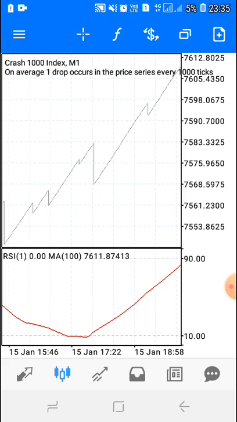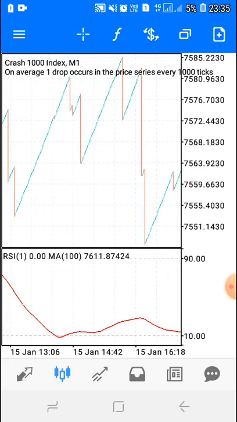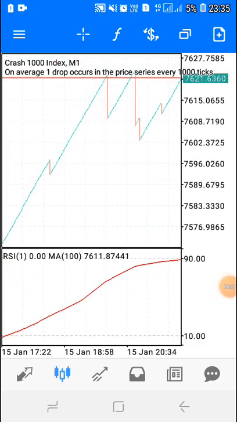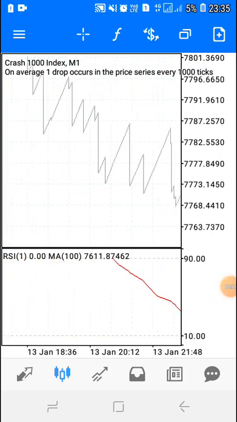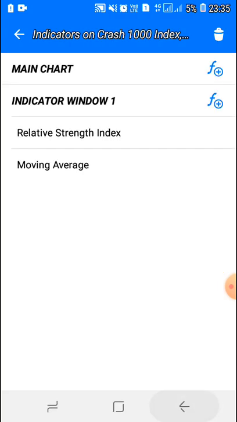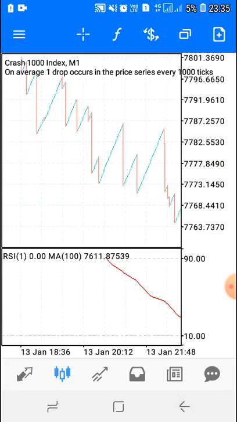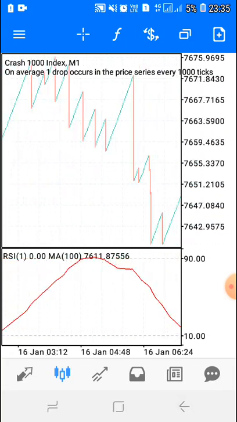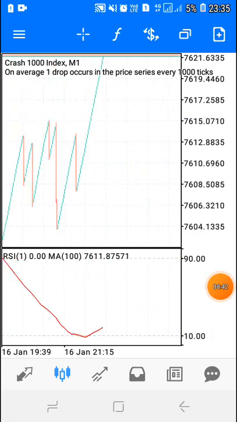Okay, but you want to make sure that the moving average doesn't move and that the chart is zoomed out completely when you go to the 1 minute time frame, and you need to make sure that your parameters look like this on moving average. Period 100, shift zero, method simple, apply to close, style 2 pixel red, levels none. Okay, so guys, that is how you're supposed to use the strategy. It's very easy. First thing you're going to do is 4 hour, 1 hour, then go to the 1 minute time frame, and also make sure to add these indicators on your chart, right?